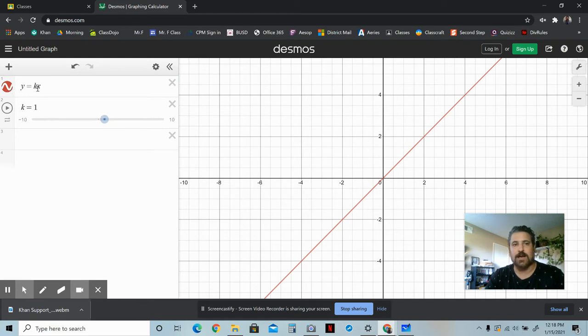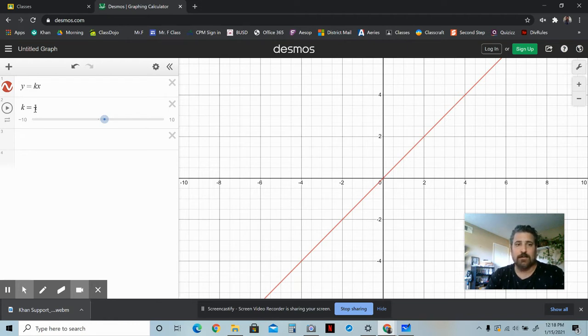So this red line here that you're looking at is a proportional line. Now a proportional line is a line that starts at 0, 0, always, and then continues from there at a constant rate. So the ratio of y over x is the same throughout the entire relationship. That's what a proportional line looks like.